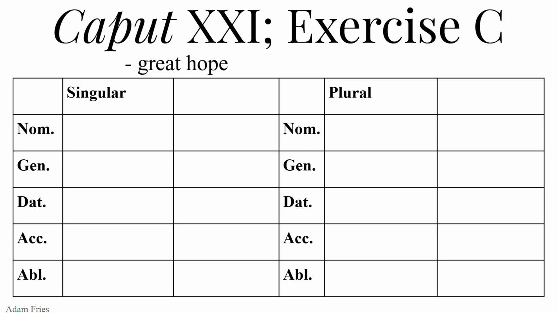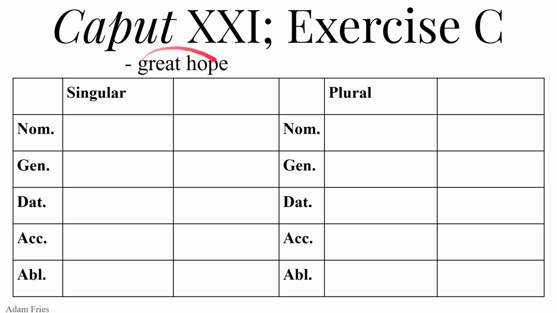In this chapter 21, exercise C, we are declining nouns and adjectives, focusing on fourth and fifth declension nouns, and then modifying adjectives. So remember, adjectives only are first and second, and then third declension. So let's see what those look like when those adjectives are modifying these sorts of nouns.